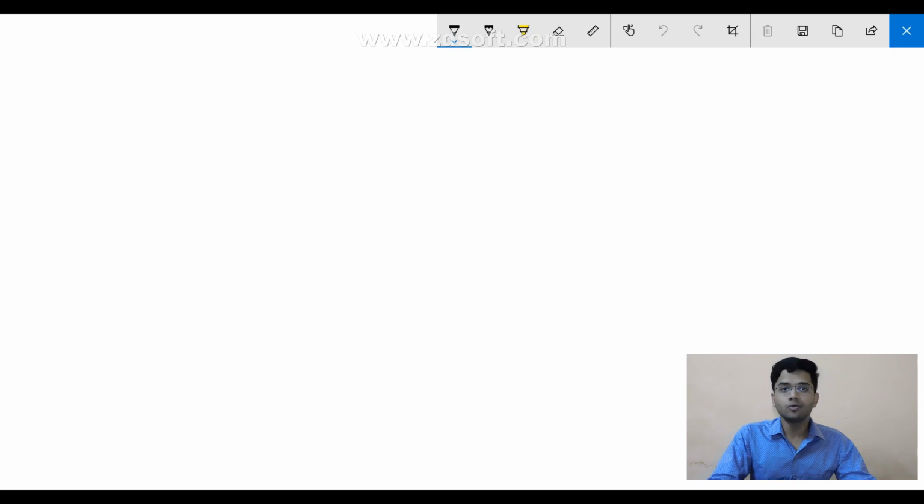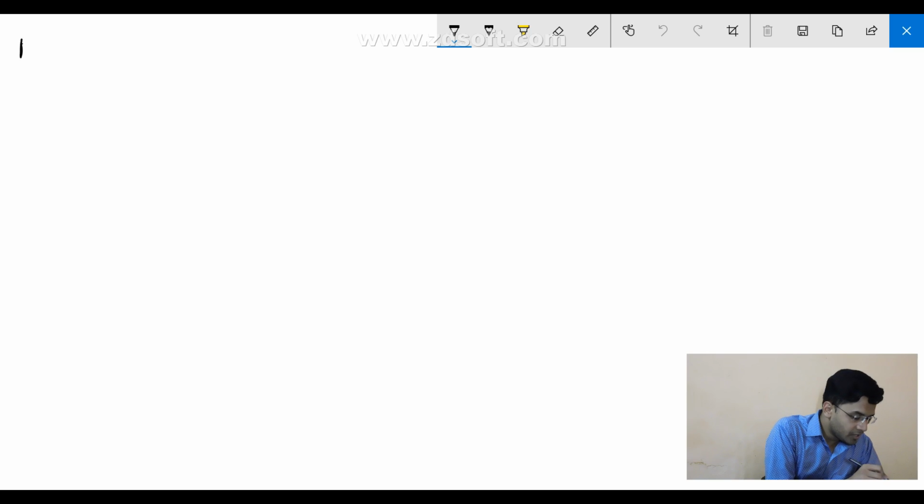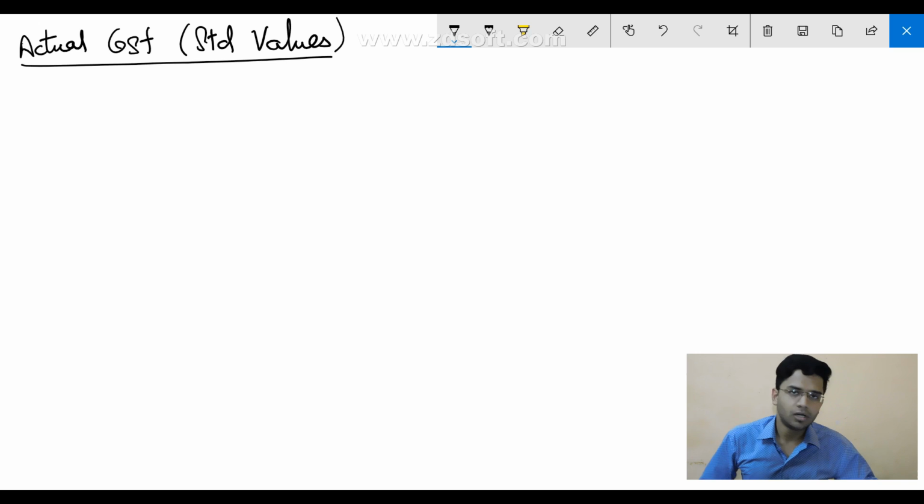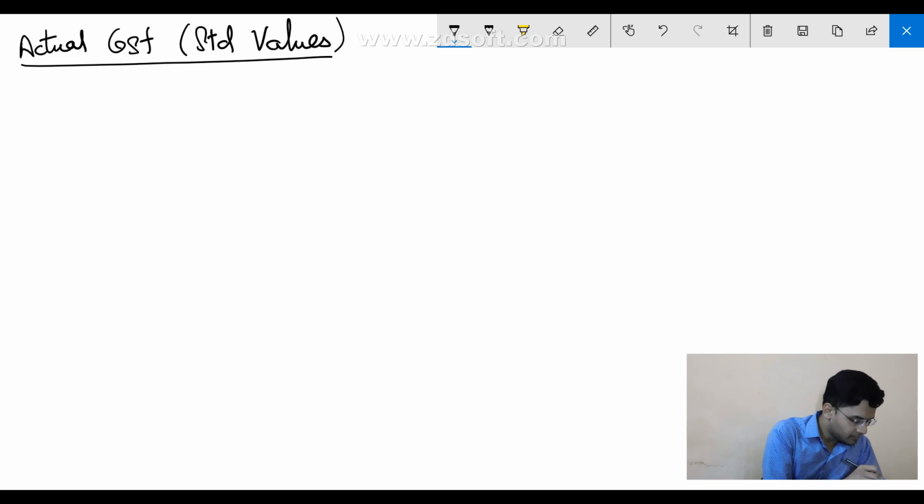The next part is, guys, we are going to compute the actual cost as per the standard values. So we need to compute the actual material cost on the standard values. So if we had followed the standard practices, then what should have been our record? This is computed by this particular aspect.